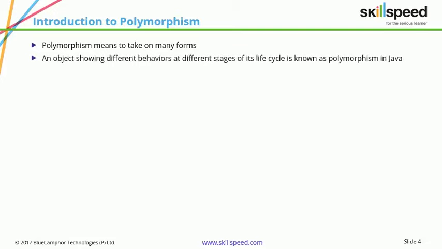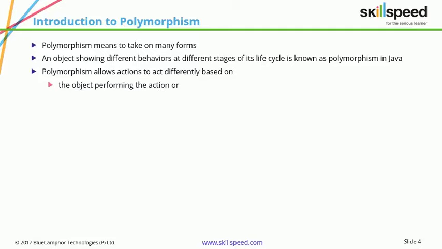Let us look at a basic introduction to the concept of polymorphism. Polymorphism means to take on many forms, as the word suggests. An object showing different behaviors at different stages of its life cycle is known as polymorphism in Java. Polymorphism allows actions to act differently based on the object performing the action or the action being performed on the object.